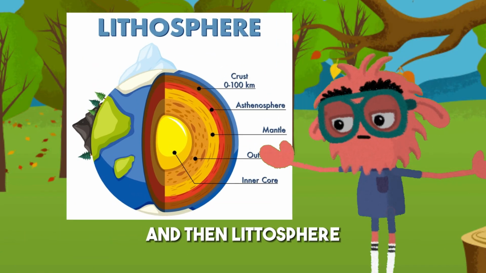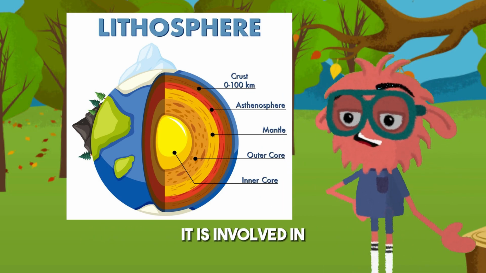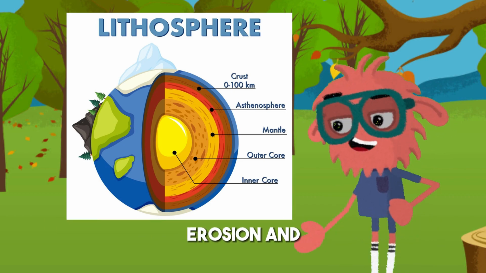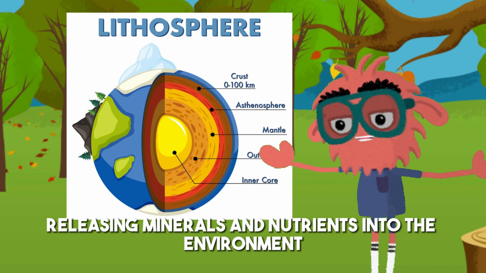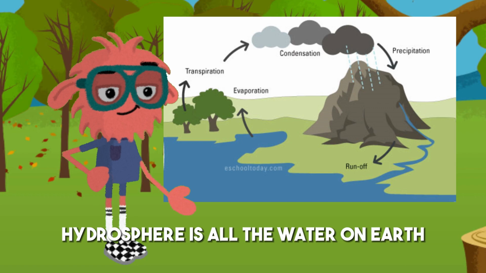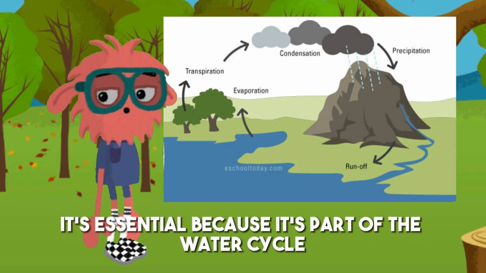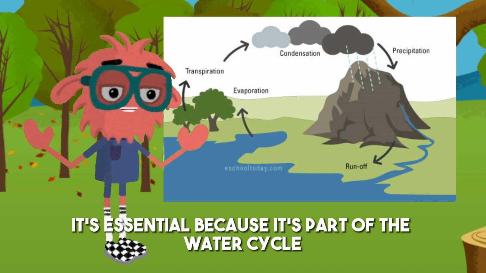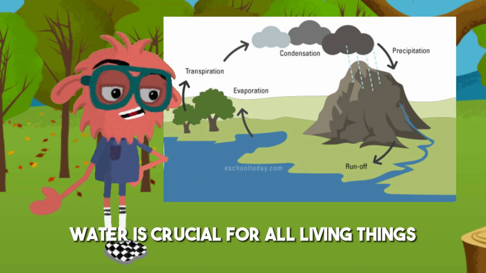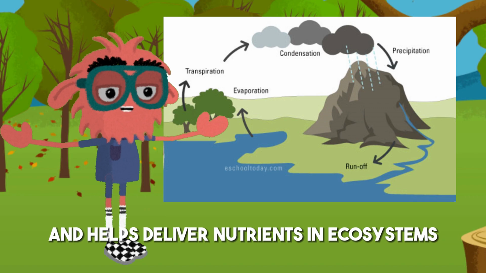And then the lithosphere. It is the Earth's solid outer layer made of rocks and minerals. It is involved in ecological cycling through processes like weathering and erosion, releasing minerals and nutrients into the environment. The hydrosphere is all the water on Earth, including oceans, rivers, and even water vapor in the air. It's essential because it's part of the water cycle, which includes things like evaporation and rainfall. Water is crucial for all living things and helps deliver nutrients in ecosystems.